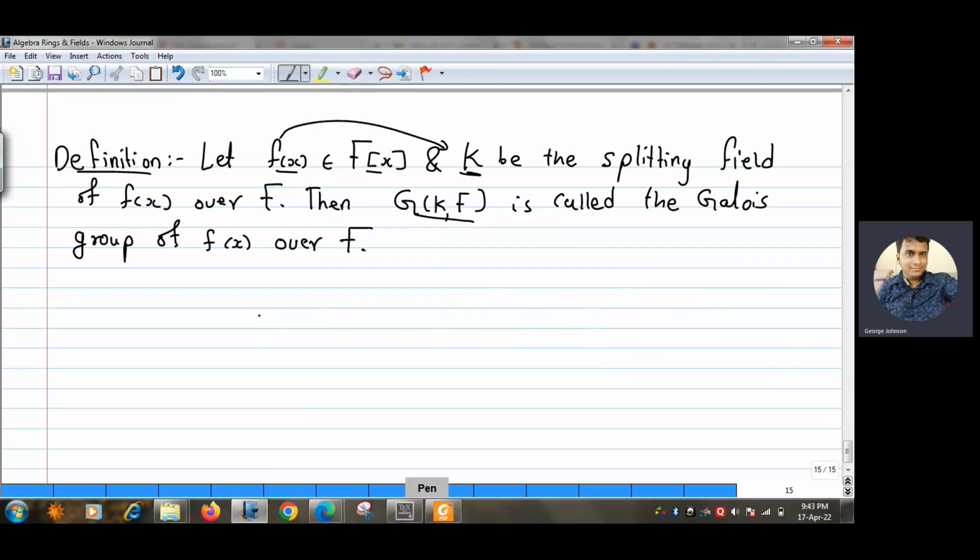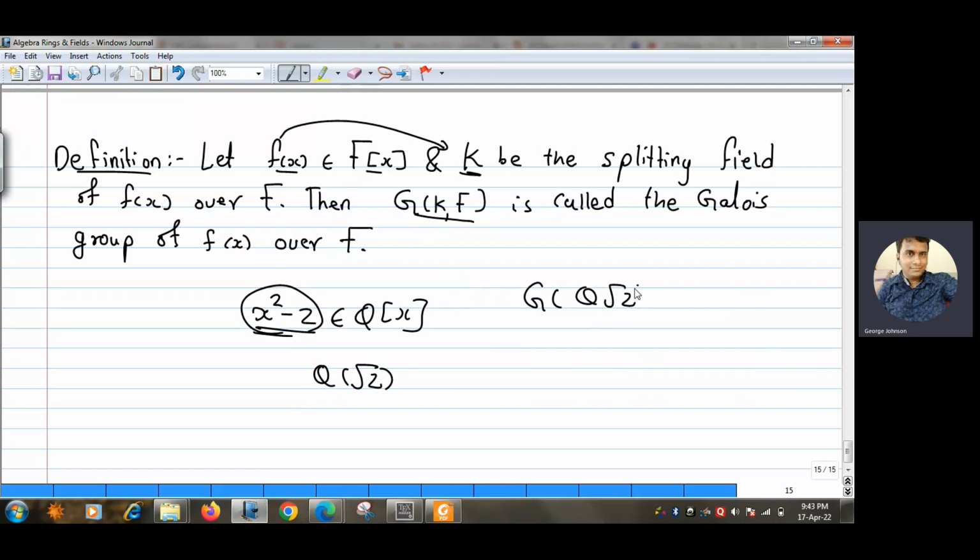For example, you may be asked about x^2 - 2. Find the Galois group of this polynomial. All you need to find is the splitting field of this, which is nothing but Q(root 2), right? So the Galois group of this is nothing but G(Q(root 2)/Q). Now you have to find this, and you know how to find this.